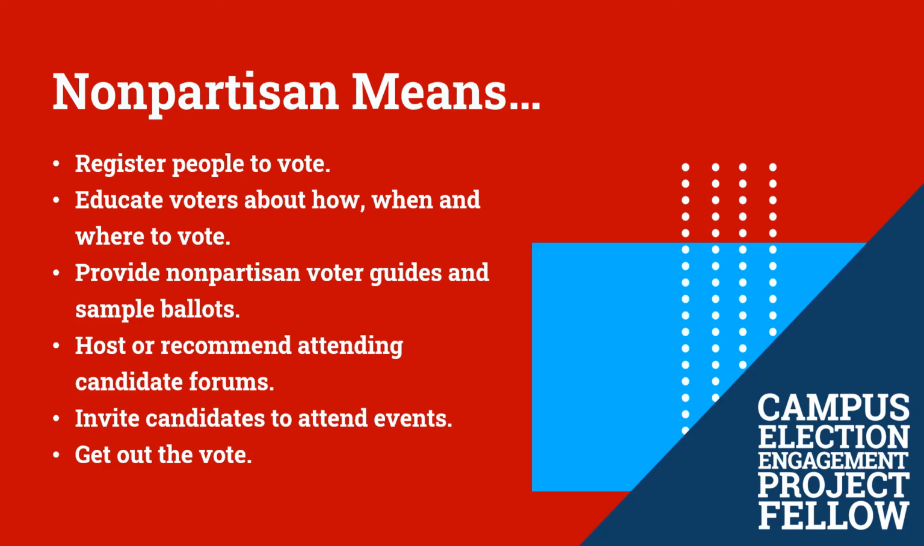Beyond legal requirements, because SEEP works institutionally with partner schools, we have to make a particular effort to encourage the participation of everyone on campus, whatever their beliefs. Here's a brief list of some of the things that being nonpartisan looks like. Register people to vote, no matter who they are. Educate voters about how, when, and where to vote. Provide nonpartisan voter guides and sample ballots. Host or recommend attending candidate forums. Invite candidates to attend events. And get out the vote.